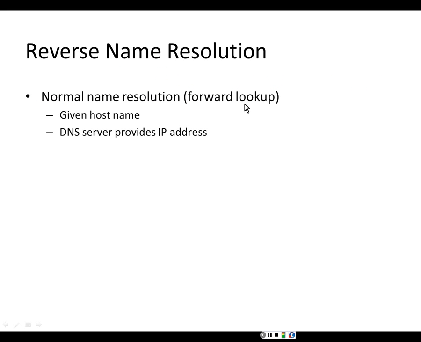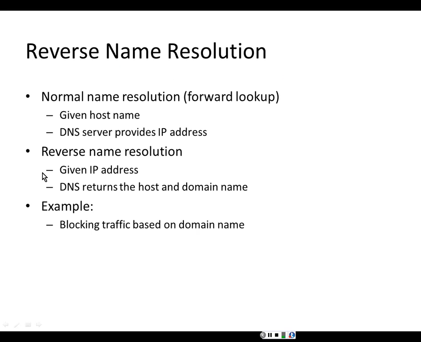They call that forward lookup. That's given a host name, the DNS server provides the IP address. You type CCBC, the DNS server tells you the IP address. That's forward lookup. But in a reverse name resolution, that works the other way. Given the IP address, the DNS server returns the host name and domain name.